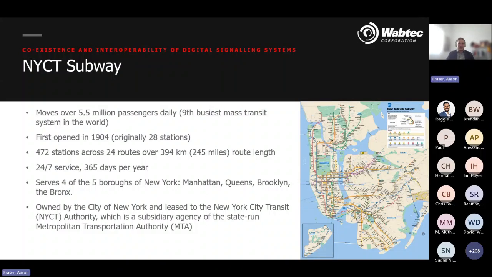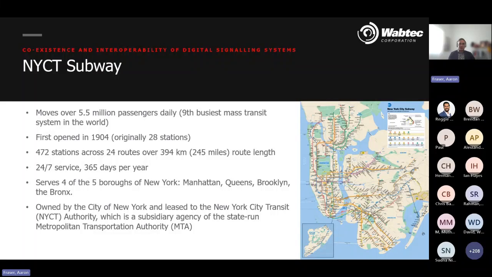Whilst commercial off-the-shelf CBTC products generally use proprietary interfaces and are therefore not interoperable, an outlier is the New York City subway's implementation of CBTC, which specifically aimed for interoperability. So just a little bit of background about the New York City subway system for those who haven't had the benefit of utilizing it themselves.